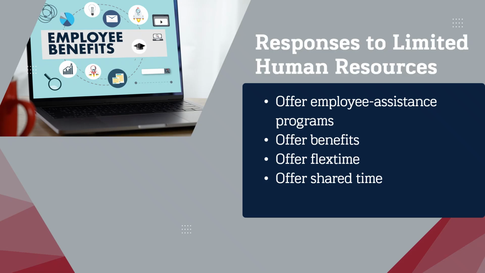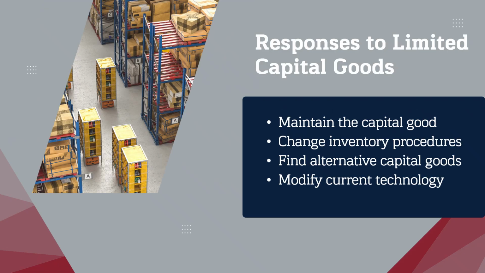Responses to limited human resources may also include offering employee assistance programs, other benefits, flex time, and shared time. To fix the issue of limited capital goods, you would maintain your supply of capital goods, such as by rationing, changing inventory procedures, finding alternative capital goods, or modifying technology to address the shortage.